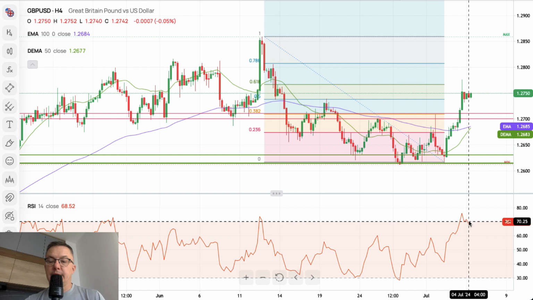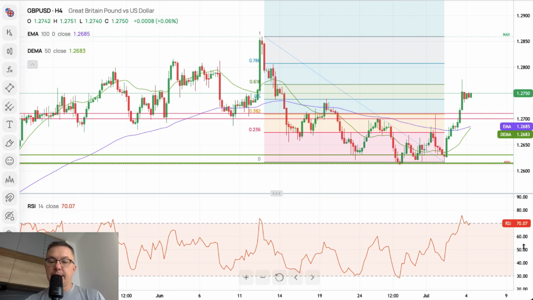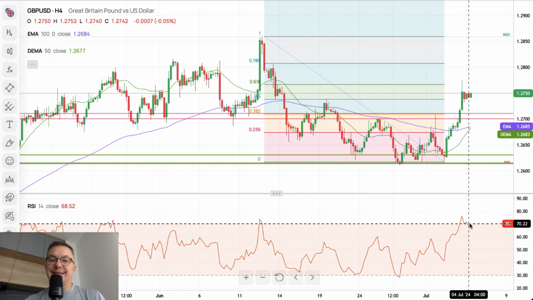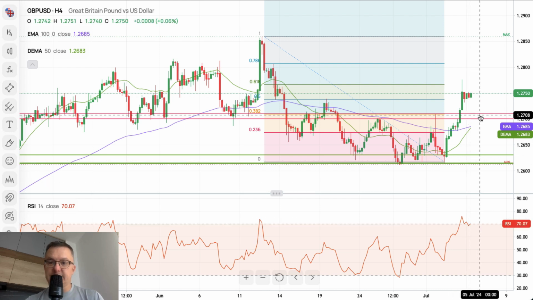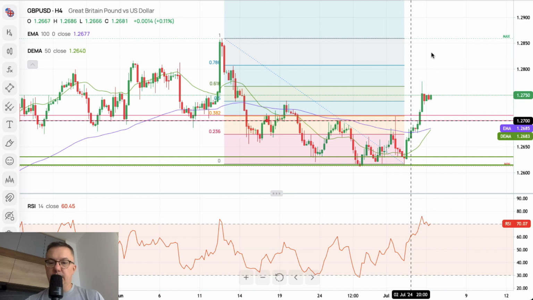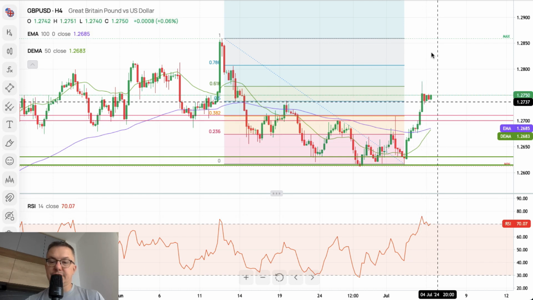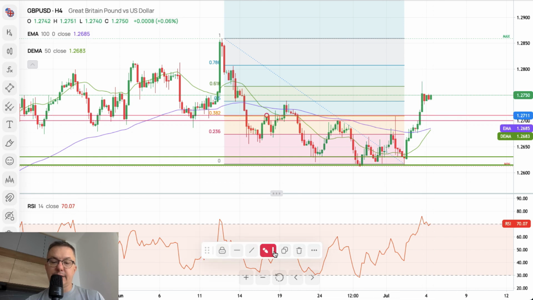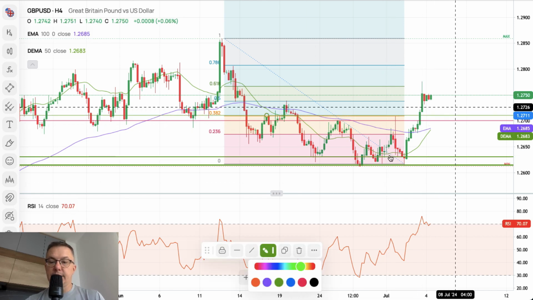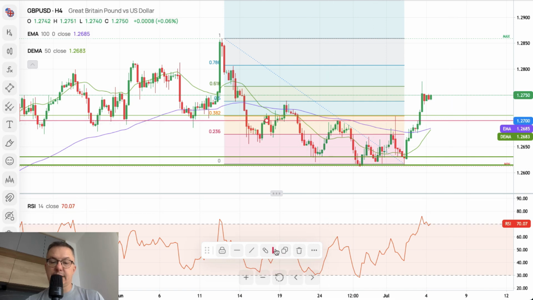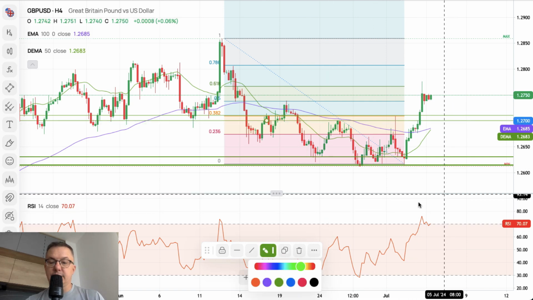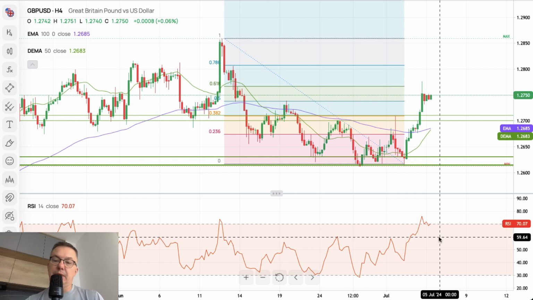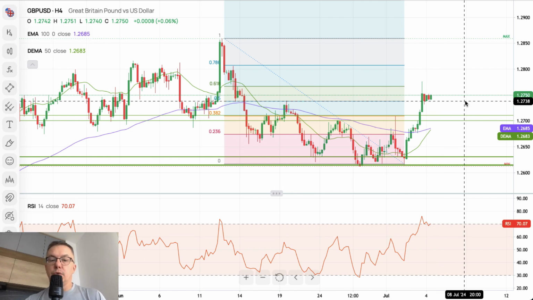But it is just trying to reverse from the extremely overbought market conditions towards the level of 70. So bulls are still in charge of this market, but I guess there will be some kind of a consolidation here, maybe some kind of a pullback to test the level of 1.2710, which is now the technical support, or even the level of 1.27, which is now the technical support as well.